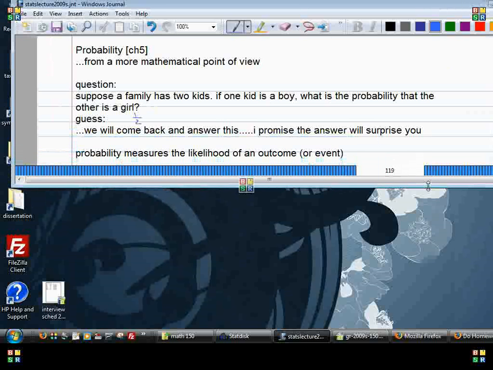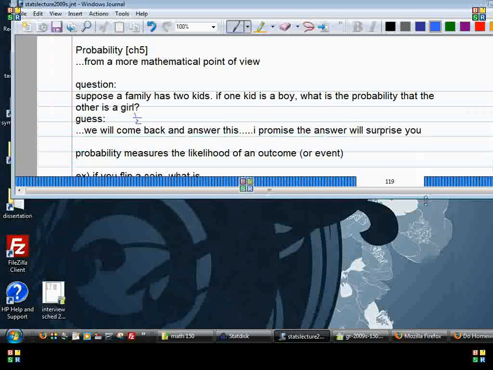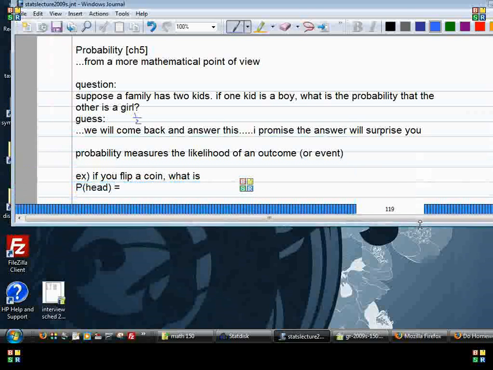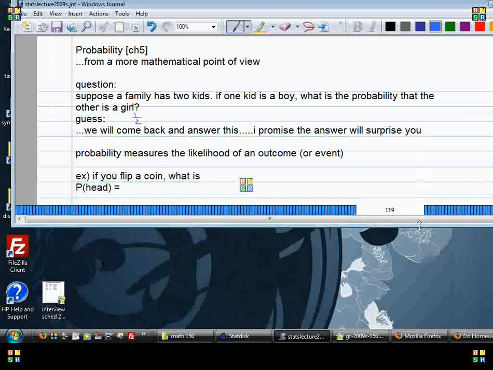Alright. So what is probability? Probability measures the likelihood of an outcome or an event. So for example, if you flip a coin, what's the probability that it comes up heads? 1 out of 2. Is that good? Okay. What is another way to write 1 out of 2? 0.5. What's another way to write that? 50%. Okay.